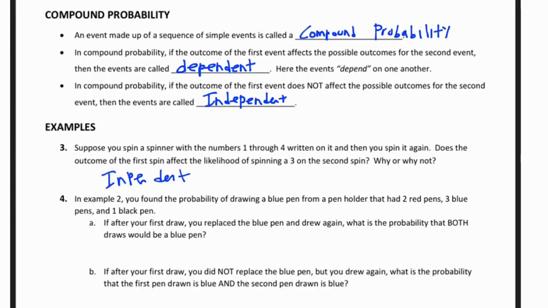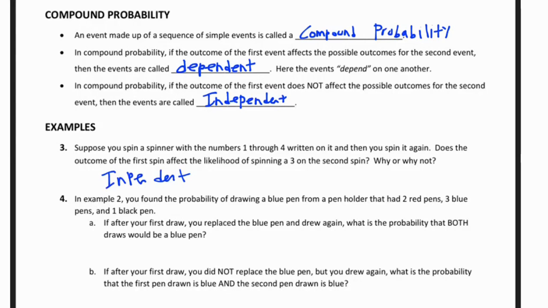So on example number 4, in example 2, you found the probability of drawing a blue pen from a pen holder that had 2 red pens, 3 blue pens, and 1 black. If after you first draw, you replace the blue pen and drew again, what is the probability that both draws will be a blue pen?